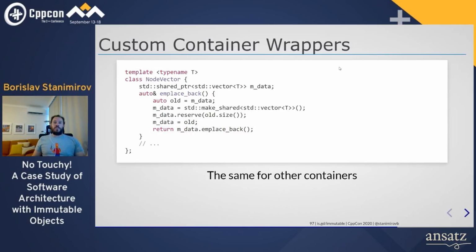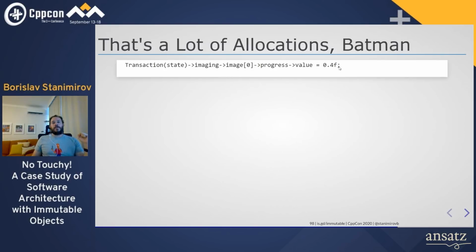And you need to do this for every other container that you use inside of a state. In our case, this was really simple because we only use vectors inside of the state. And strings, of course, but we never do any kinds of fancy string operations. So we actually use plain old std strings in the state. And we only have vector, that specialized vector class for this. But that's a lot of allocations.